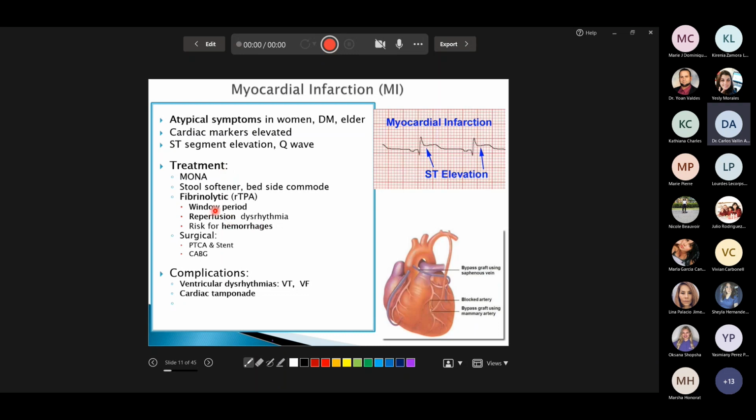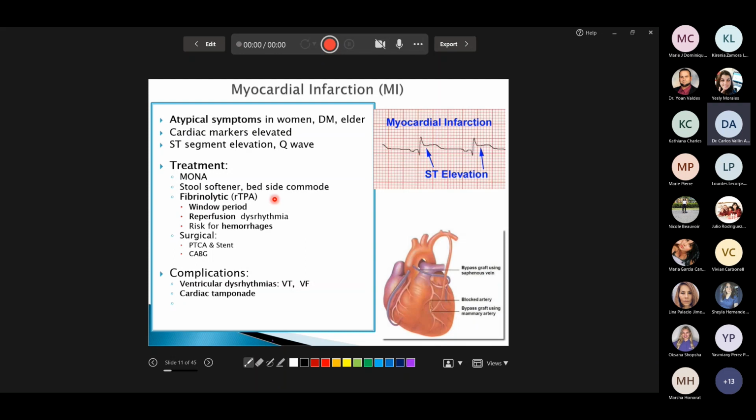Some patients are going to receive fibrinolytic therapy, tissue plasminogen activator. For what? To dissolve this clot that I said is producing the total obstruction. Okay? There is a window period that by the Food and Drug Administration is 6 hours, by the American Heart Association is 10 hours, in which there is benefit receiving that.